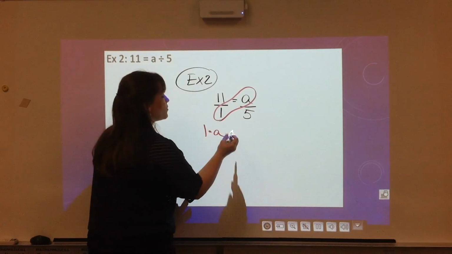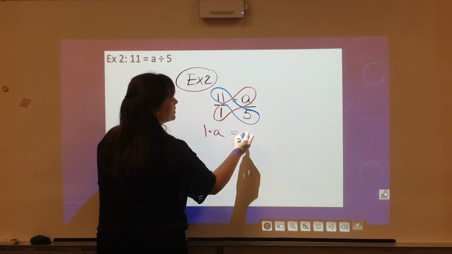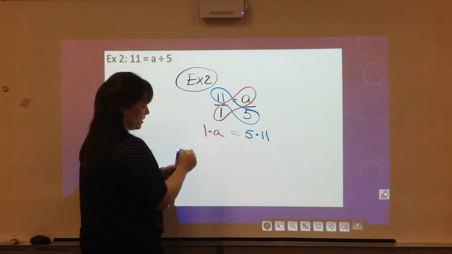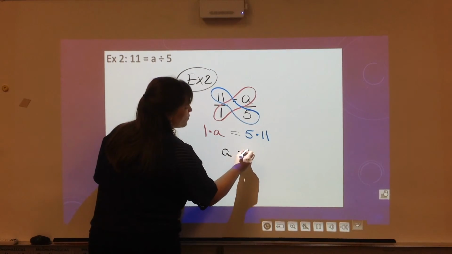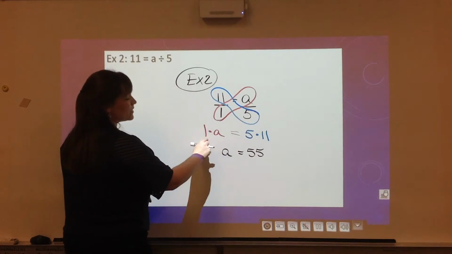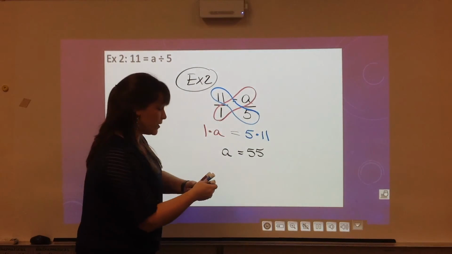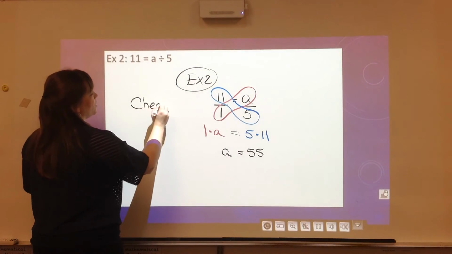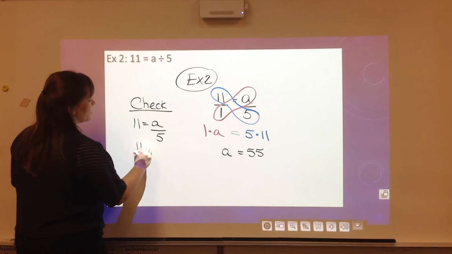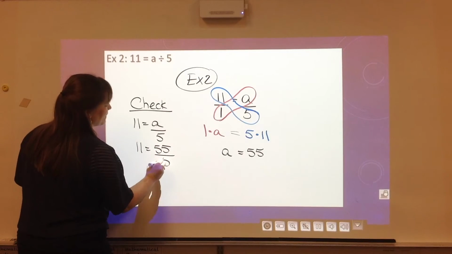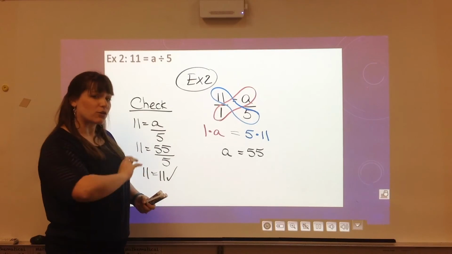That's going to be equal to the 5 times the 11. Now I just have to simplify this a little bit so that I have 1a equaling 55. Anything times 1 is itself, and now I have one variable equaling a number. The check, you're just going to copy the original equation down, pluck and plop. 55 divided by 5 is 11, and it checks out. So that's how you use cross multiplication.